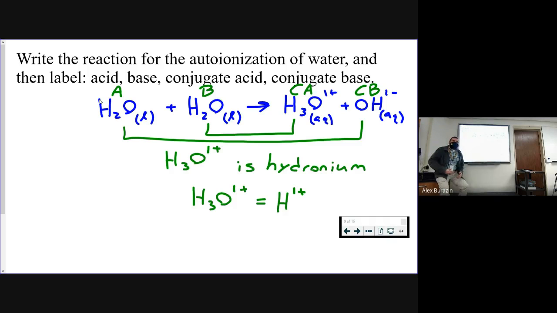And H3O1 plus is called hydronium. So if you ever see it, treat it just like you would H1 plus. Think about it just like you would H1 plus. It is acid. All right.